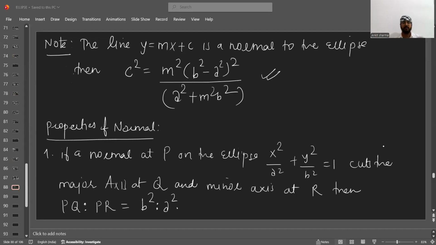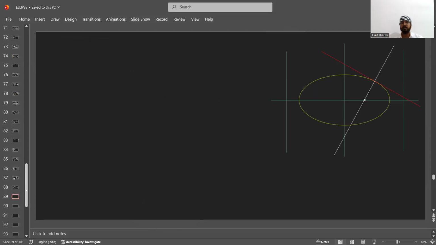In the first property, if a normal at point P on the ellipse cuts the major axis at Q and the minor axis at R, then PQ to PR is b square over a square. For this ellipse, we have assumed that a is more than b, as is standard. Since the major axis, it cuts at Q. So the major axis would be here, and this point Q, and this is the minor axis, which is at R. This is my normal. And here I have the point P.